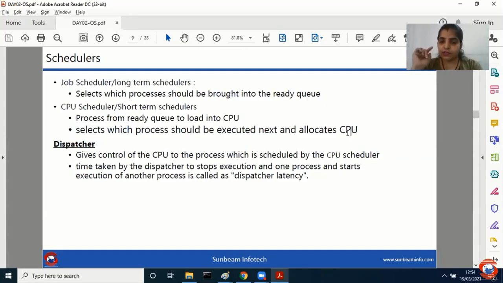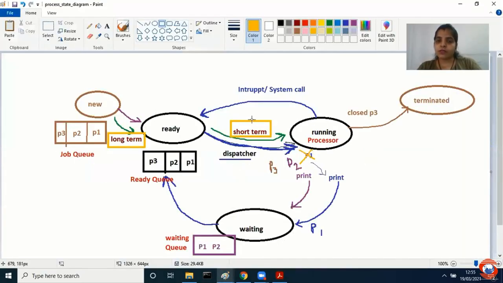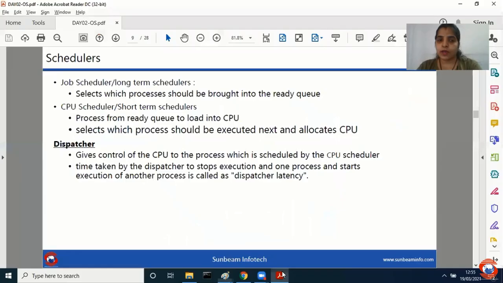We will see that. So what is the dispatcher? It gives control of the CPU to the process which is scheduled by the CPU scheduler. So short-term we also call CPU scheduler. Why? Because the short-term schedulers are the ones who take my process to the CPU. That's why they are called CPU schedulers.